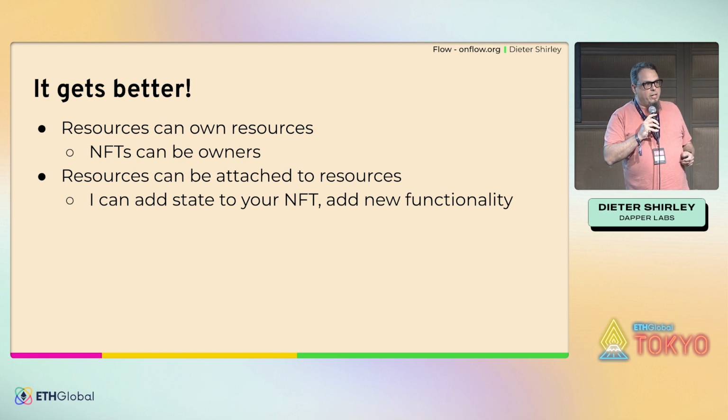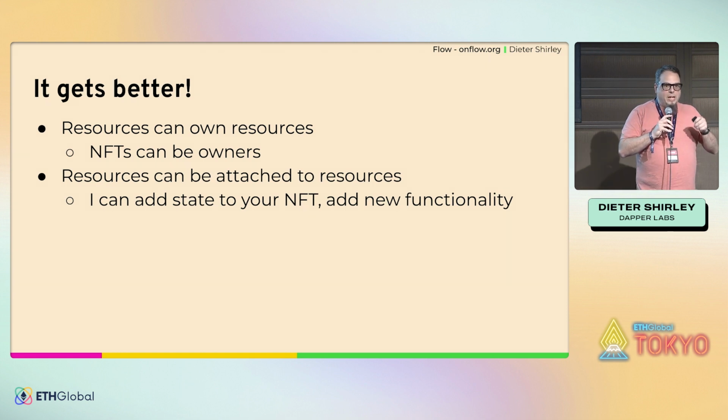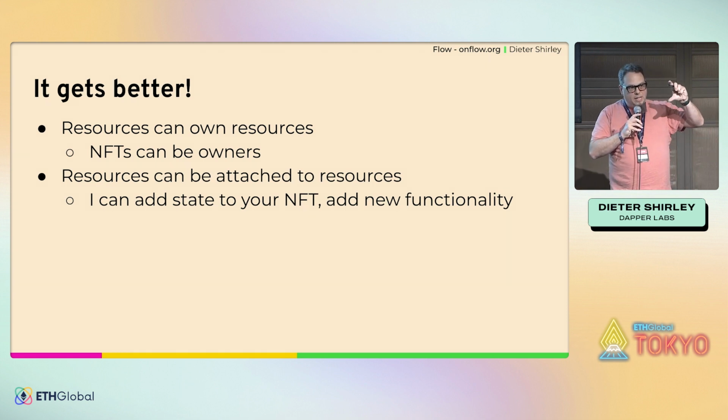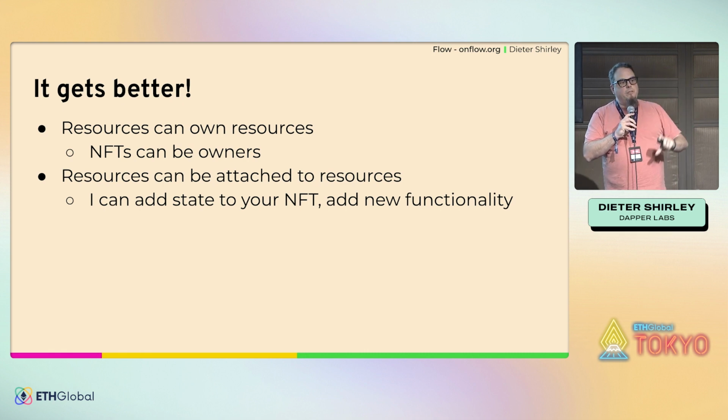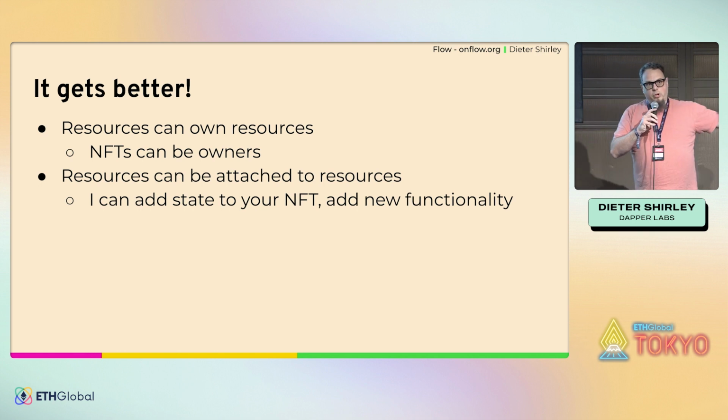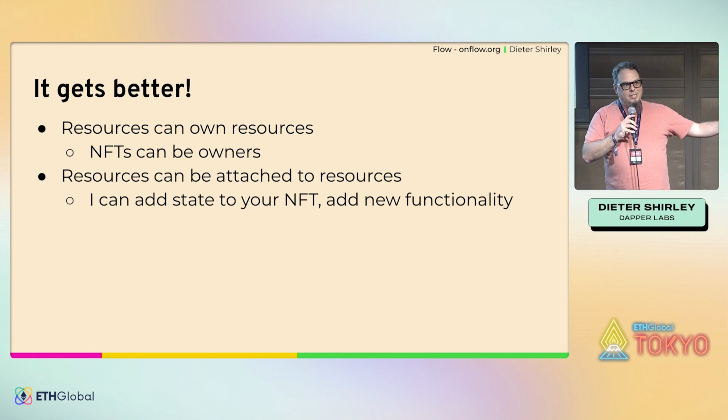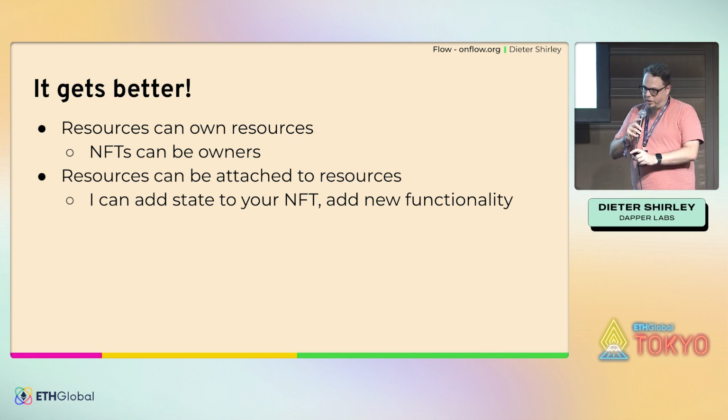But we can do one better in this resource-oriented model. We can actually have it so that the NFT that represents the CryptoKitty could have a list of other objects associated with it. And as those elements move, the ownership moves through transfers, and the data that's attached to it moves with it.